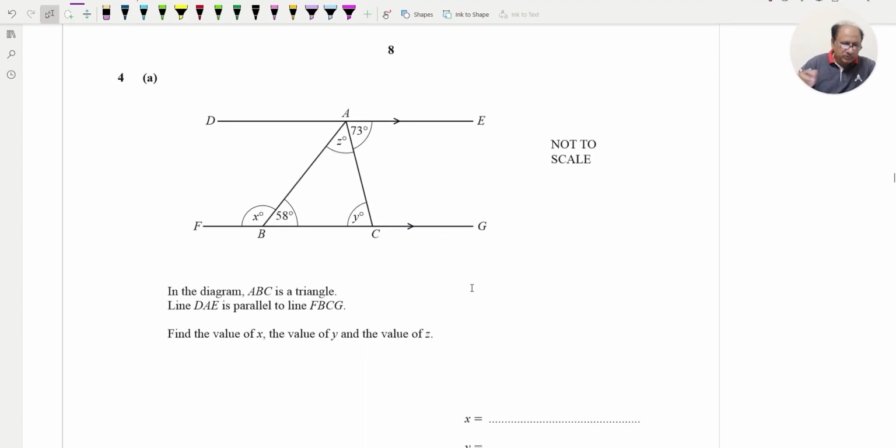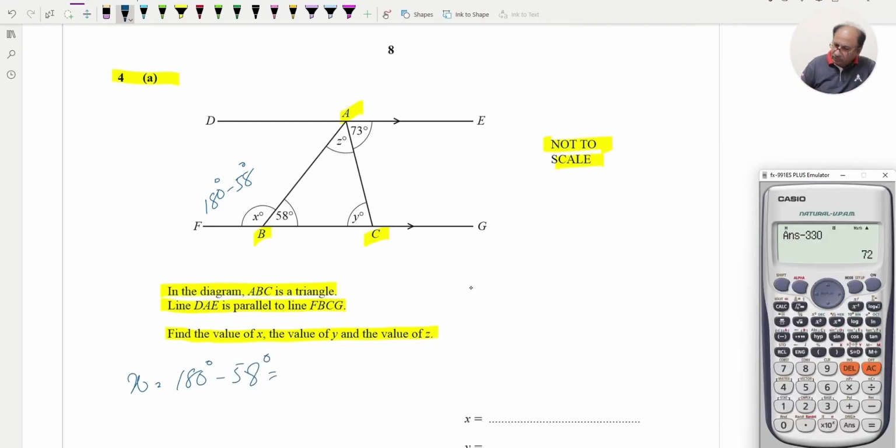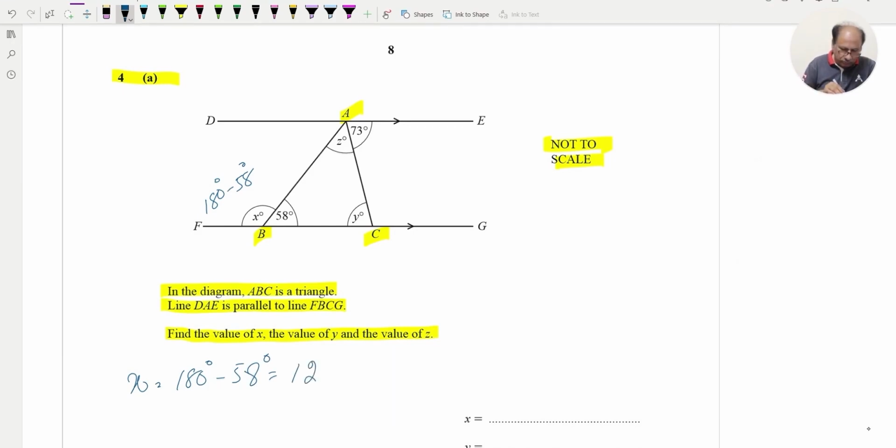Now we can move to the next question, and question number 4 says, a part: diagram is not to scale. In the diagram, ABC is a triangle, and the line DAE is parallel to line FBCG. Find the value of x, the value of y and the value of z. First of all, we can say that the angle at a straight line is 180. So x will be equal to 180 degrees minus 58 degrees, and 180 minus 58 is equal to 122. So x is equal to 122 degrees.